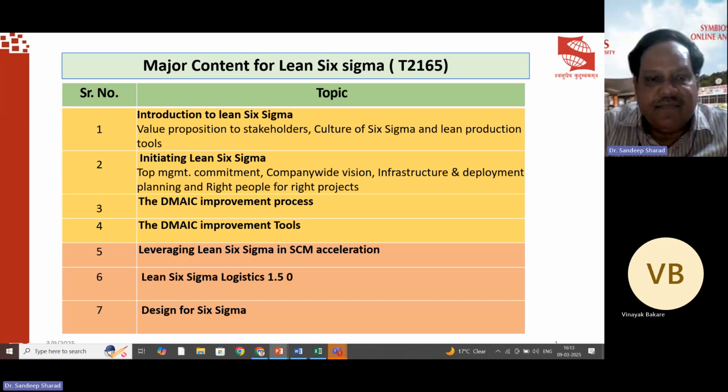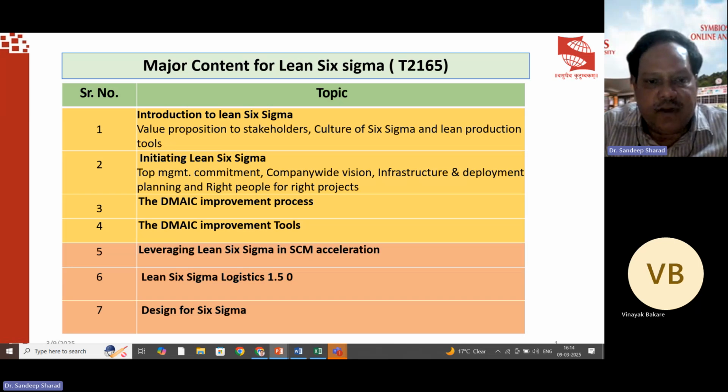Initiating the Lean Six Sigma, we'll also discuss what will be the top management commitment as far as Lean Six Sigma is concerned, if you are going to implement the Lean Six Sigma into the industry: company-wide vision, infrastructure and development planning, and the right people for the right project. That is how we are going to initiate the Lean Six Sigma into the industry sector, whether it is a manufacturing or service industry. A dynamic improvement process, that is we are going to discuss the sequence of process for initiating Lean Six Sigma with the examples it is going to be carried out.